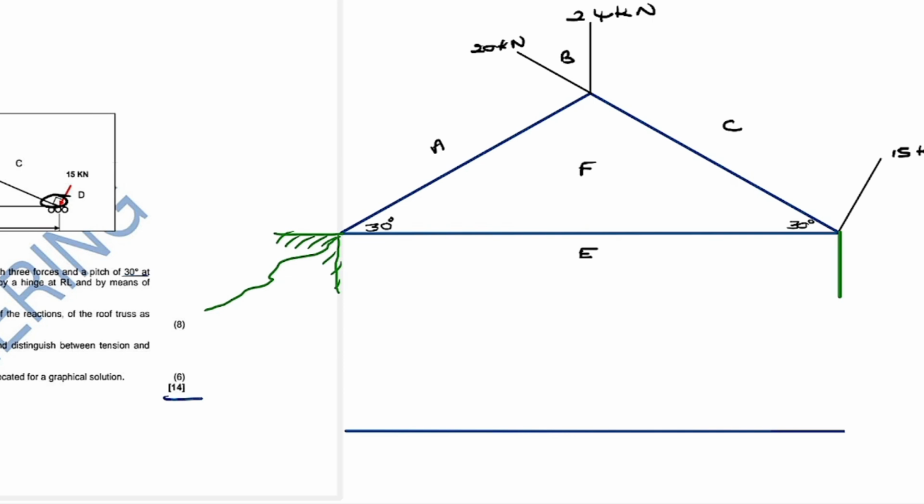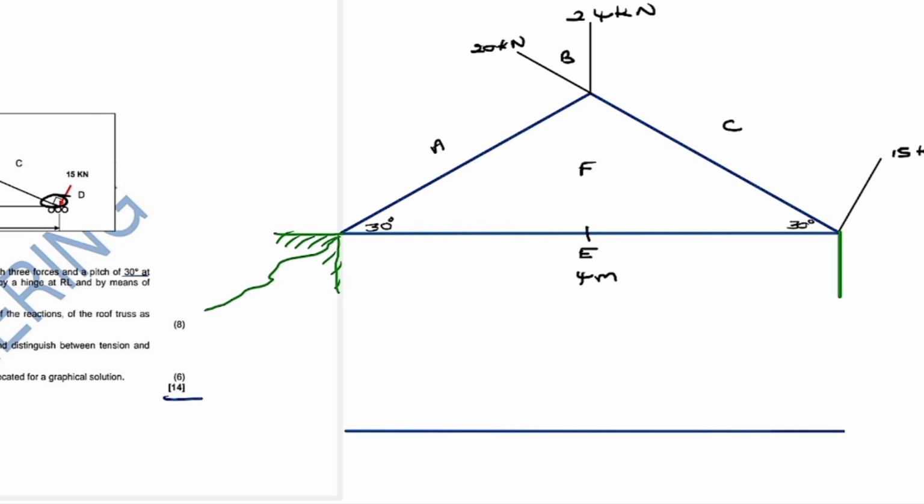They told us that from there to there, it's 4 meters. So if it's 4 meters, that means we have 2 meters per side. If you divide it into two, this side is 2 meters and this side is 2 meters. We will indicate that on this diagram here, on the load diagram.